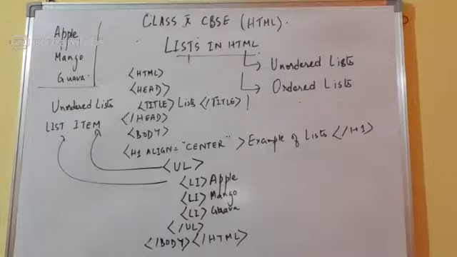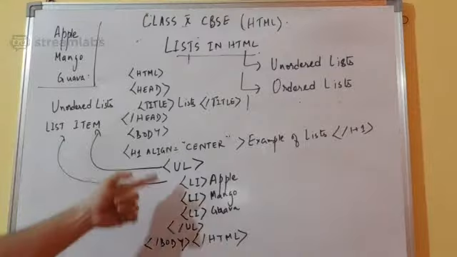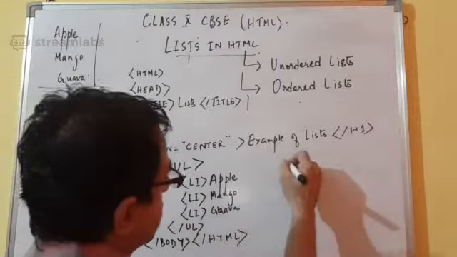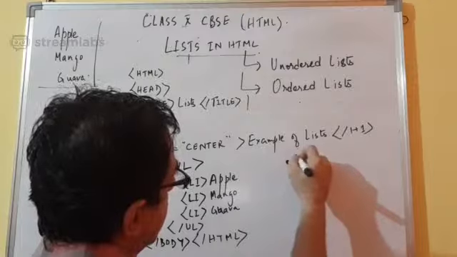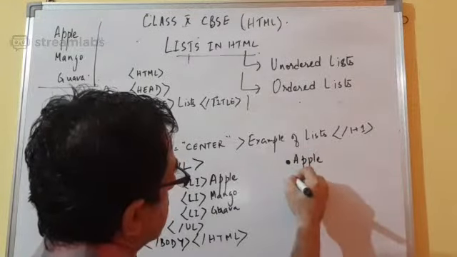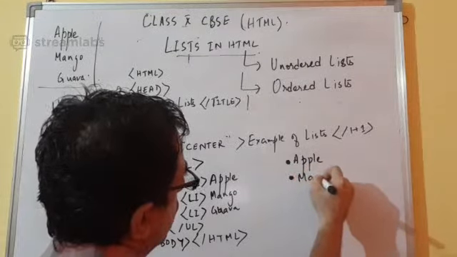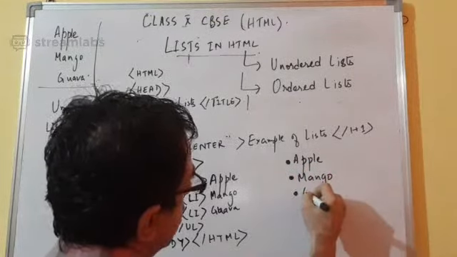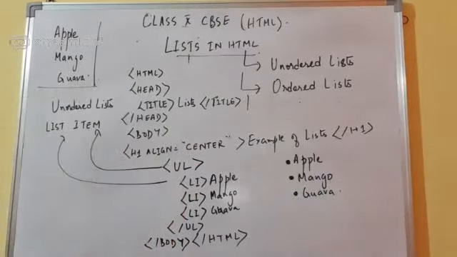When you save this file with the .html extension, you'll find on your desktop that the icon of the page has turned into something like a web page, because the browser icon will be there. When you view this page, the output comes out something like this: apple, then mango, and then guava. This kind of symbol will precede your list items. Any doubt regarding this?